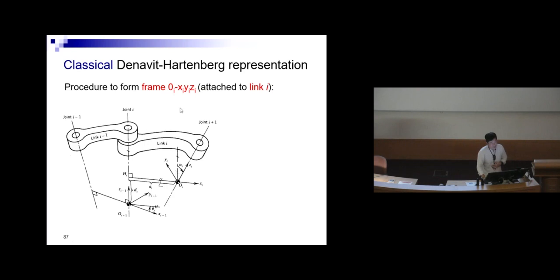We need to attach the frame Oi, xi, yi, zi onto link i. Since we are focusing on how we are going to attach one specific frame, we don't need to consider the whole entire chain. So we only take out link i as well as link i minus 1.